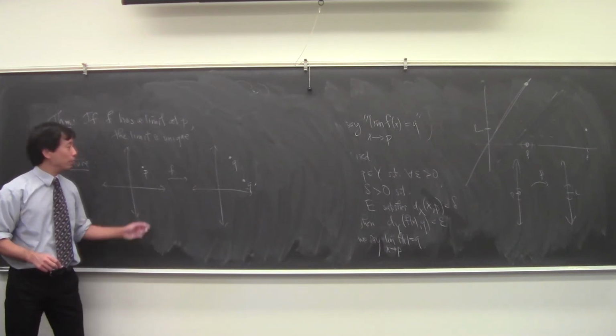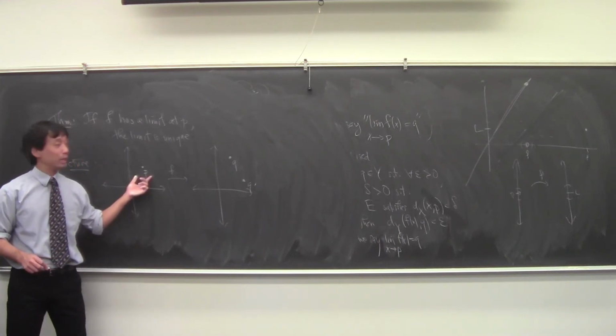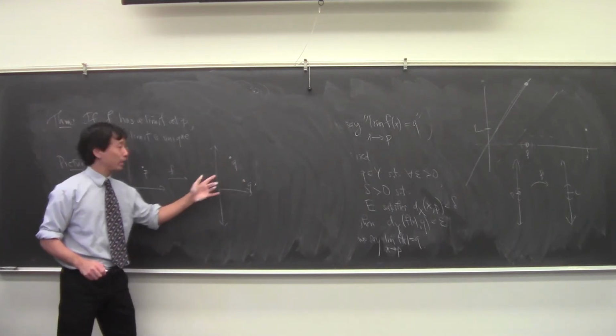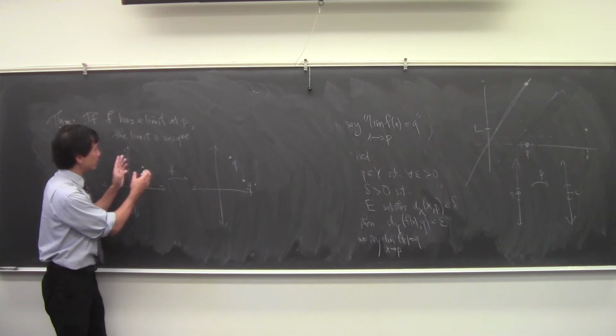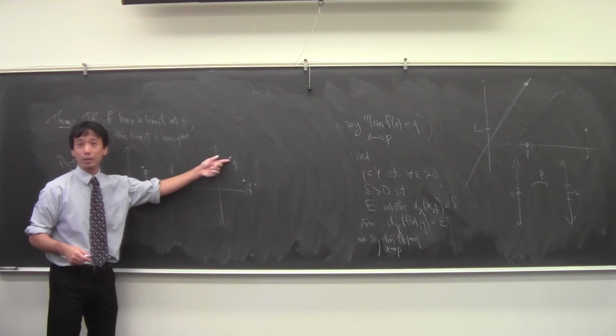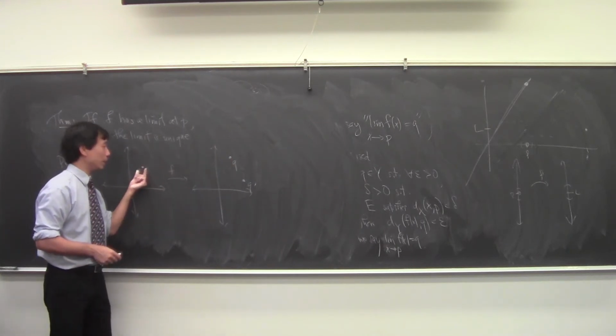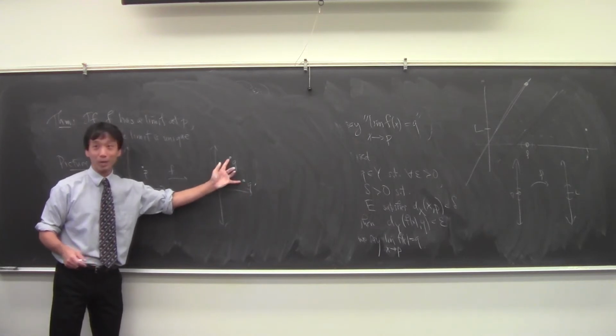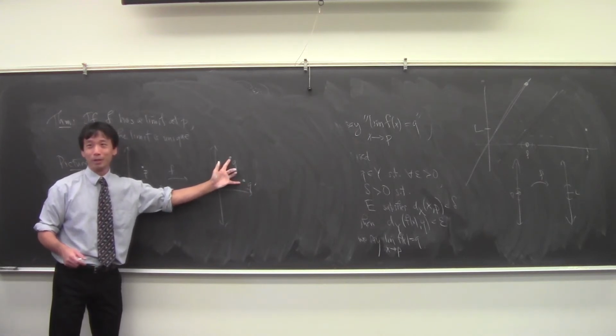Okay. So what could be the trouble? Well, the trouble is that if both of these are limits, then I can make the values around P as close to Q as I want, right? But you can also say, I can make the values around P as close to Q prime as I want. That's trouble, right? Because Q and Q prime are not the same point.